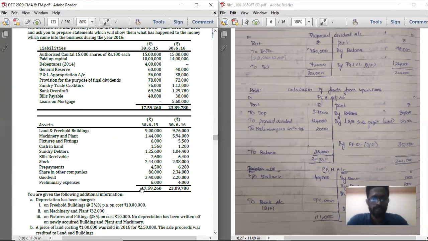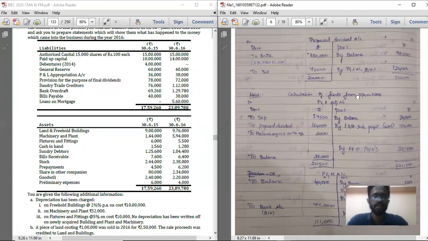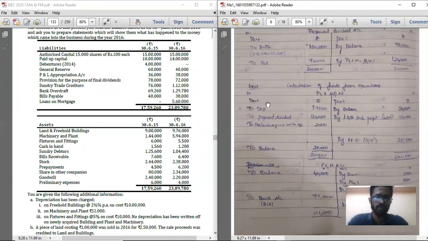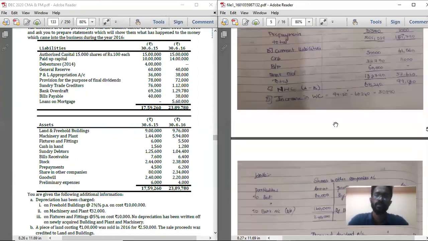Only preliminary expenses: 6,000 is the opening and closing is 4,000, so 2,000 is written off. To preliminary expenses written off 2,000 rupees. So you should total it. The remaining figure is nothing but the funds from operations, the profits received from the operations. Take this to the fund flow statement. That's it. That is problem number 5. With that, problem number 5 is over.